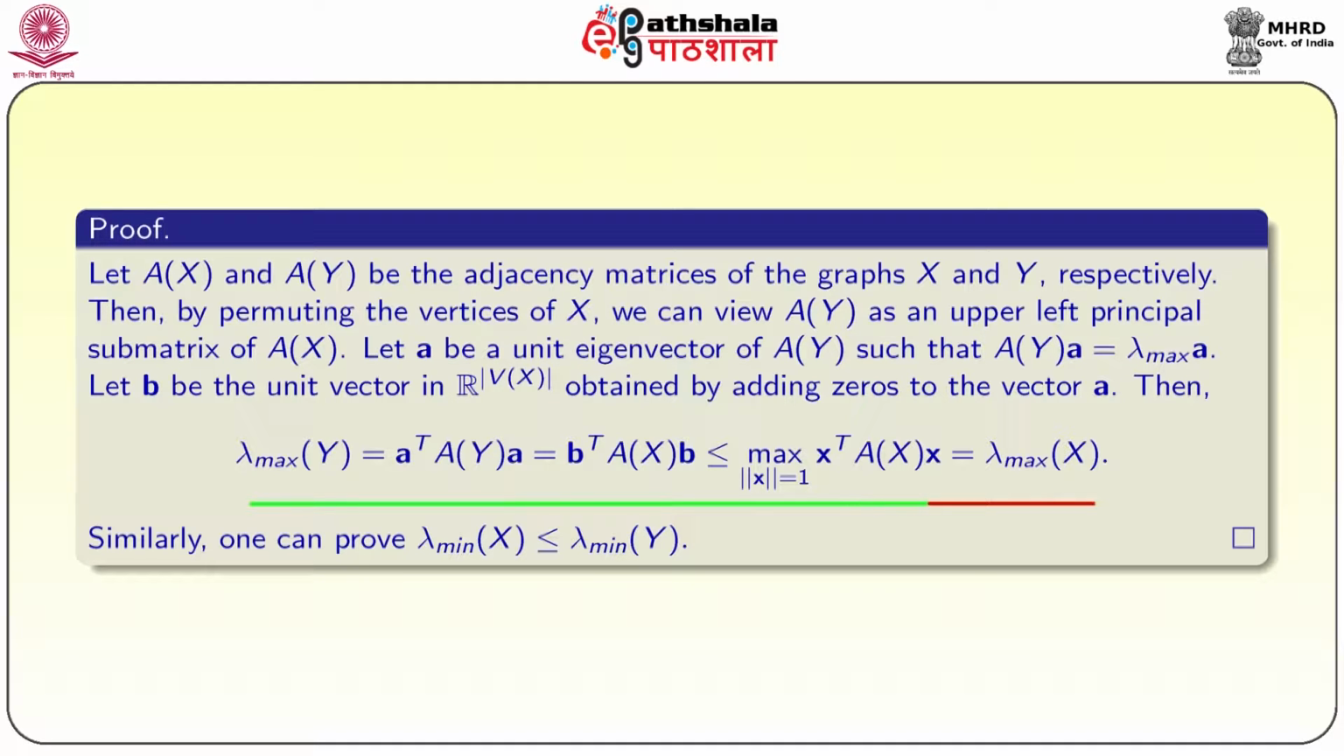So, that is why these two values are equal. Now b transpose A of X b is less than or equal to the maximum of x transpose A of X x. This result we proved earlier; it is true for all symmetric matrices, as we established earlier. So this is equal to the maximum eigenvalue of the graph X. Similarly, one can prove that lambda minimum of X is less than or equal to lambda minimum of Y. That means the minimum eigenvalue of X is less than or equal to the minimum eigenvalue of the graph Y.